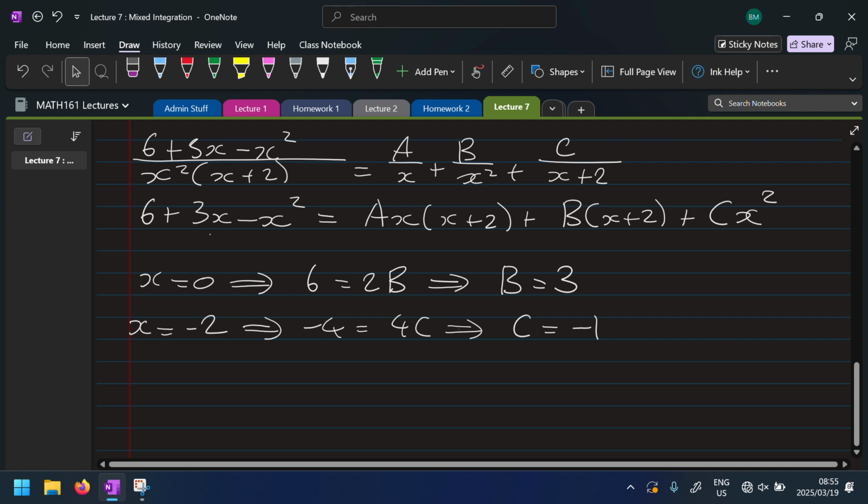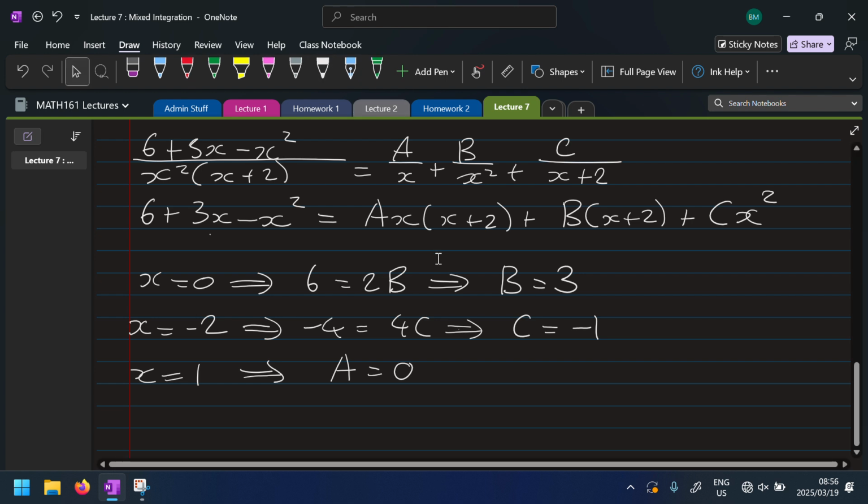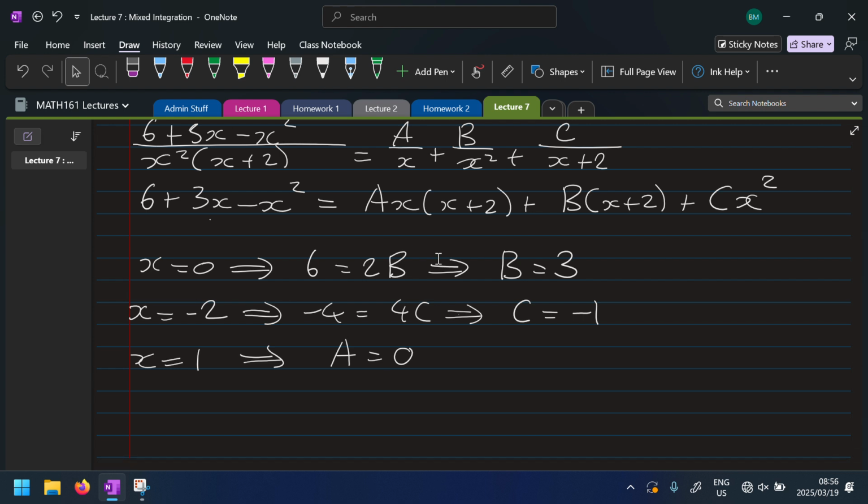Okay, and then again, you can pick something else, clear the other terms, and solve. In this case, we can pick anything and then just solve for a. So let's say x equals 1. Okay, so you'll end up with a equals 0 there. Some stuff will cancel. Okay, so we know a, we know b, we know c. We have everything we need for the integral.